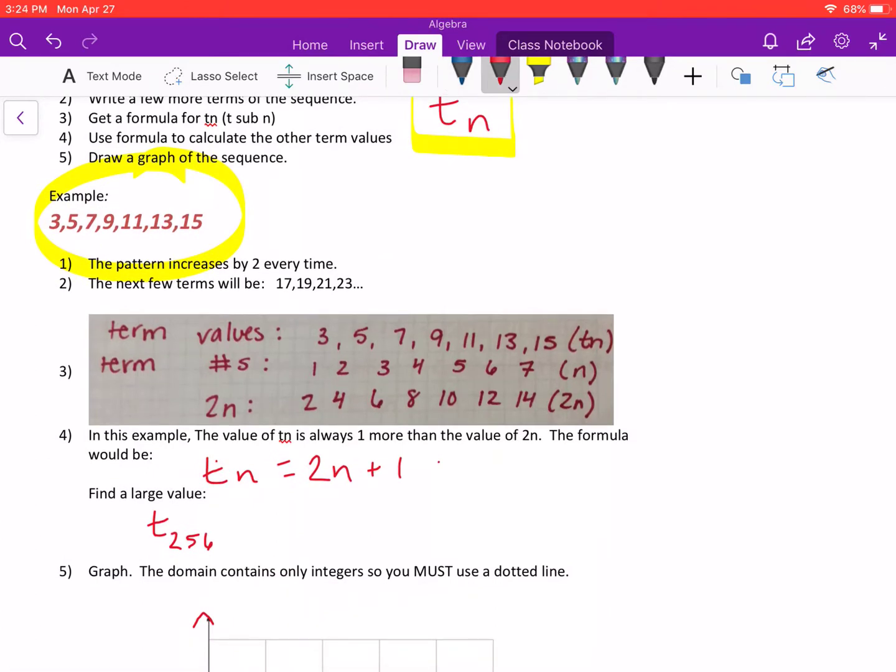So if we're looking at t sub 256, how would I calculate that? And what I would want to do then is to take t sub 256 and set it equal to 2 times n, which is 256, plus 1. And that value comes out to be 513, which means if we're looking for the 256th term, that would be 513. And so then the next step in these is to graph it.